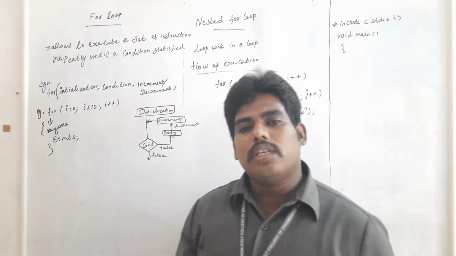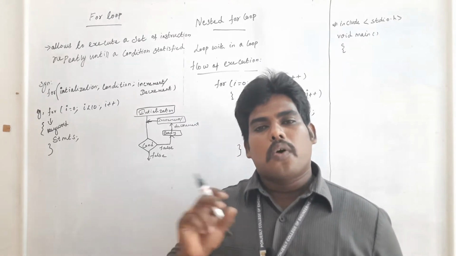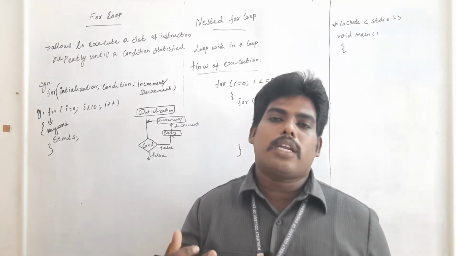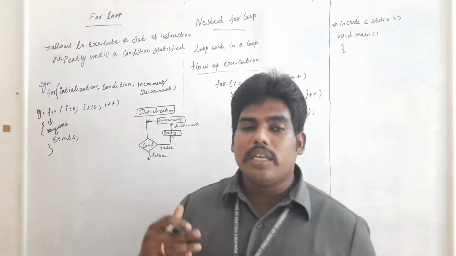Okay. So if you see the for loop, the initialization, condition, and increment or decrement are written in a single line. The while loop is done in three steps, but the for loop is done in a single step.